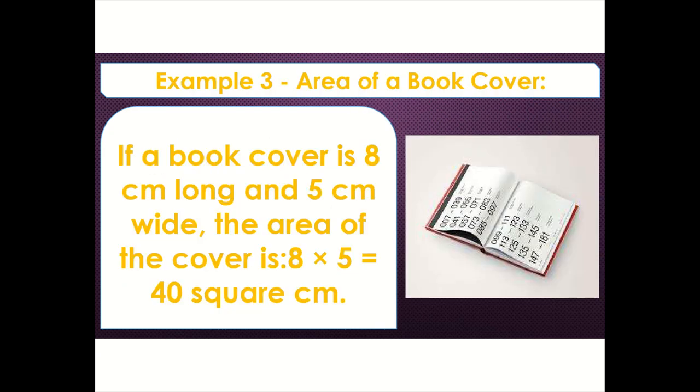Example 3. Area of a book cover. If a book cover is 8 centimeters long and 5 centimeters wide, the area of the cover is 8 times 5 equals 40 square cm.